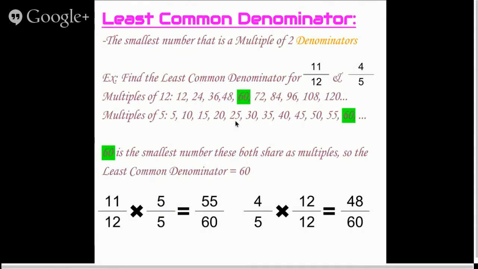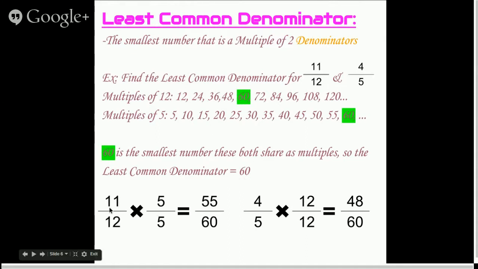So to find the least common denominator, this is probably the hardest step. It's the smallest number that is a multiple of both denominators. So if we had 11/12 and 4/5, we're looking for the smallest number that is a multiple of both 12 and 5. The multiples of 12 are 12, 24, 36, 48, 60, and you could keep going. Multiples of 5: 5, 10, 15, 20, 25, 30, 35, 40, 45, 50, 55, 60. So 60 is the smallest number that both of these share as multiples. So the least common denominator is 60.